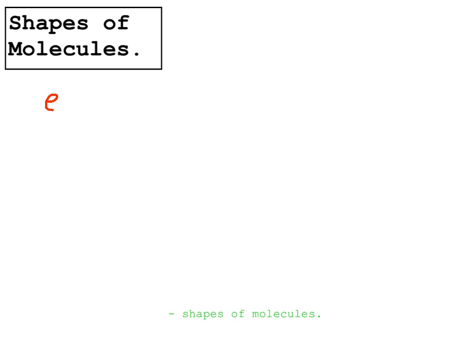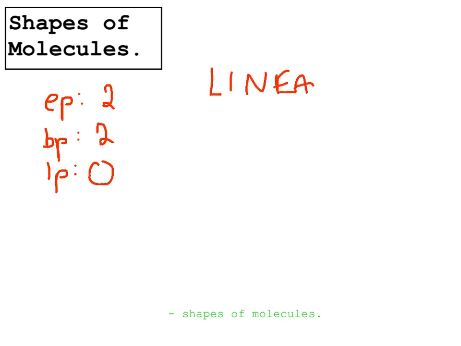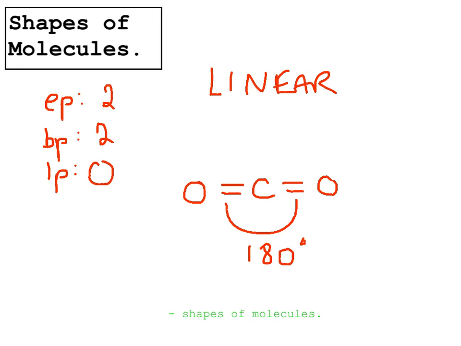So if you had 2 electron pairs, both of which were bonding pairs, so you had 2 bonding pairs and no lone pairs, then that would give you a linear molecule, and that's the name you'd give it. If you wanted to draw it, then it would be drawn like this. And I'm going to use carbon dioxide as my example, because that is a linear molecule. And your bond angle, you have to remember, will be 180 degrees, as you can see from that shape.